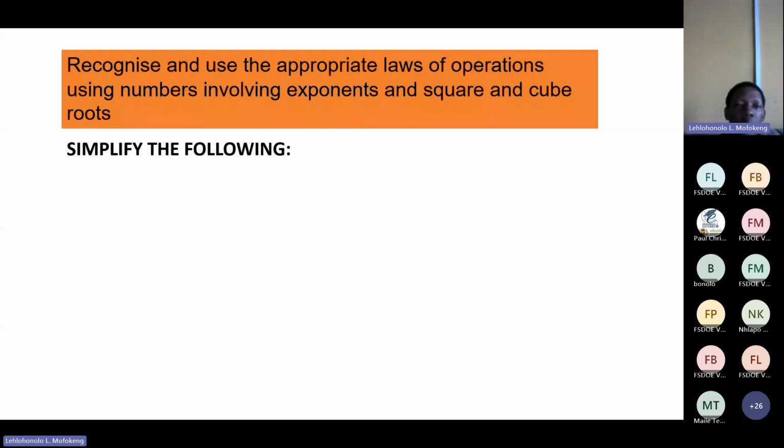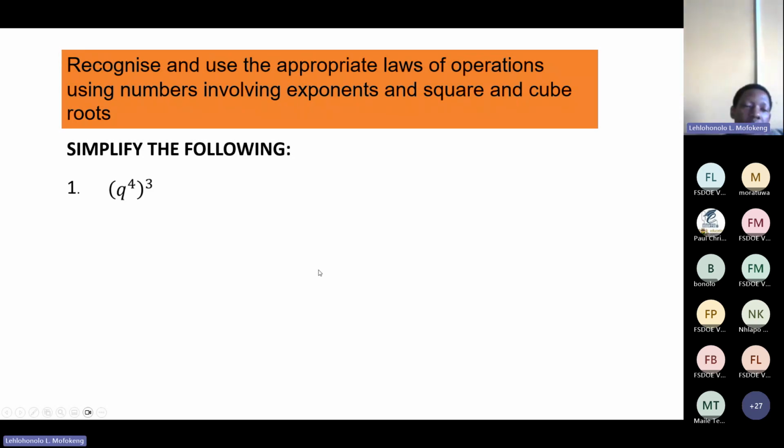Now, recognize and use the appropriate law of operations using numbers involving exponents and square and cube roots, of which in this case, our main focus will be the law that states raising a power to a power, you will actually multiply the exponents. Right.